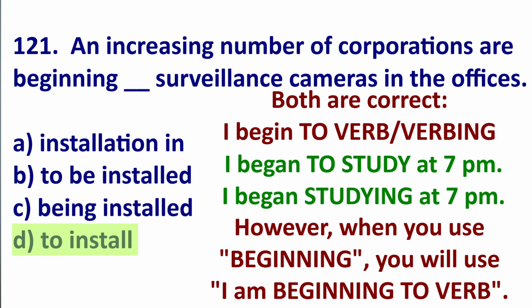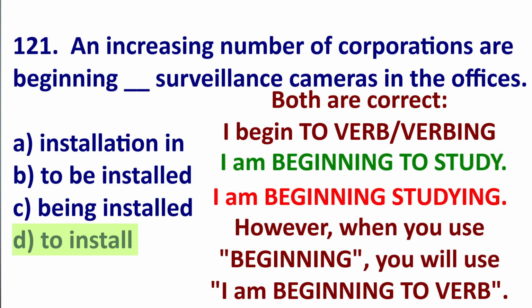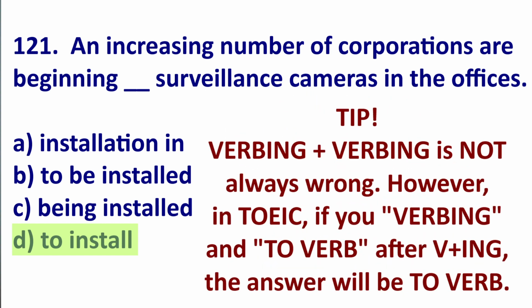For example, I began studying at 7 p.m. I began to study at 7 p.m. So I can use both here. But if I say beginning, I will use the to verb. It just sounds better. For example, I am beginning to understand. Okay? I am beginning understanding. It sounds strange. So that's one reason. So once again, it is not always wrong to have verb ing, verb ing. But if you have another option, you should probably choose that.